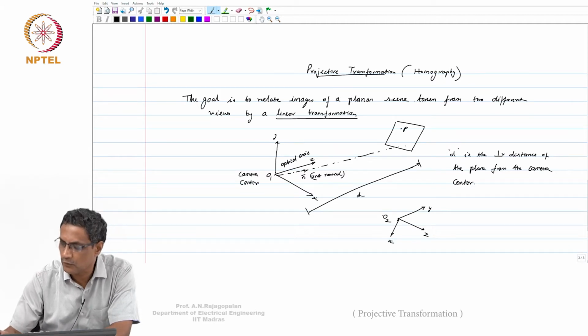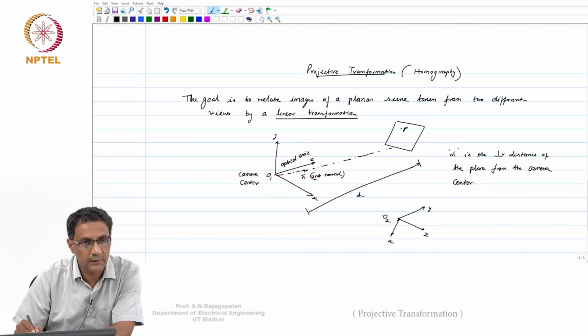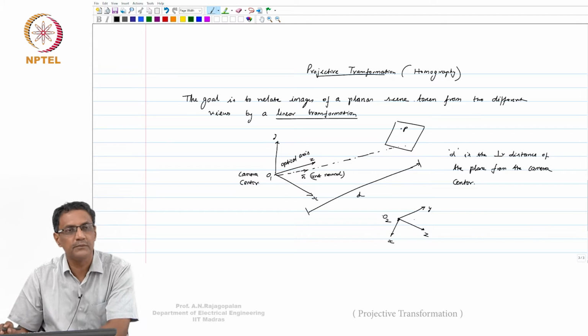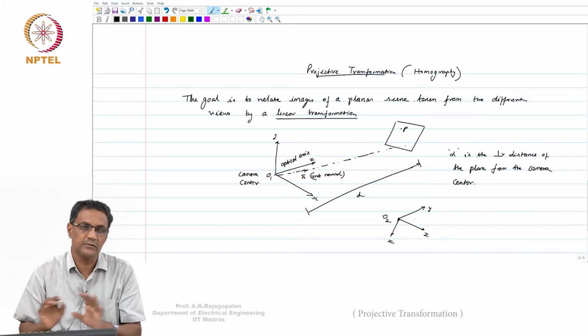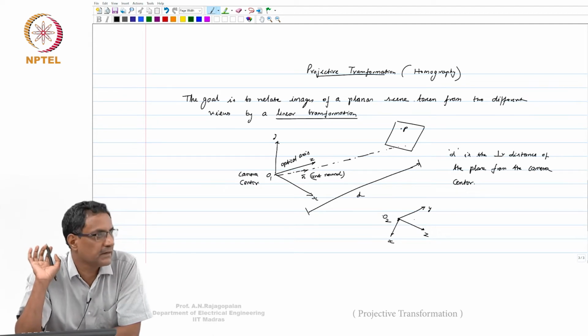So what we are asking is this: the image of this plane when the camera was at O1, and the image of the same scene when the camera was at O2, assuming that the scene hasn't changed in between. How are these two images related? Can they be related by a simple linear transformation? That is what we are asking.